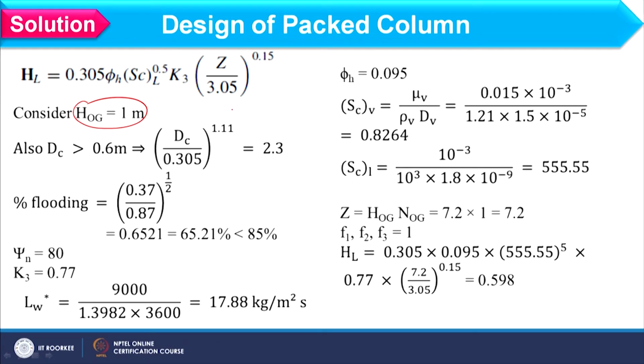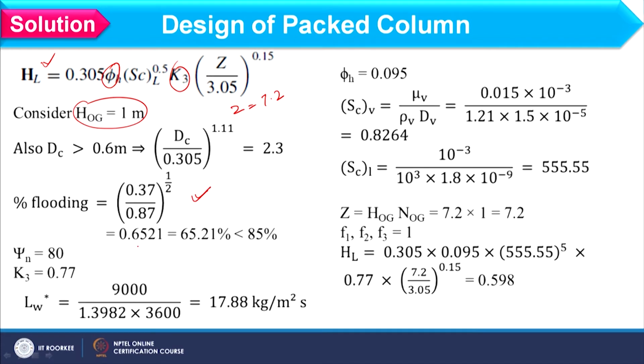So, once I have this, we can find the Z value as 7.2, because 7.2 is the NOG and 1 is the HOG value I have considered. If you consider the HL correlation, here I need K3 and phi h. Along with this, psi h is also required, which is for the calculation of Hg, which we will see in the next slide. But to find the values of K3, phi h and psi h, I need percent flooding.